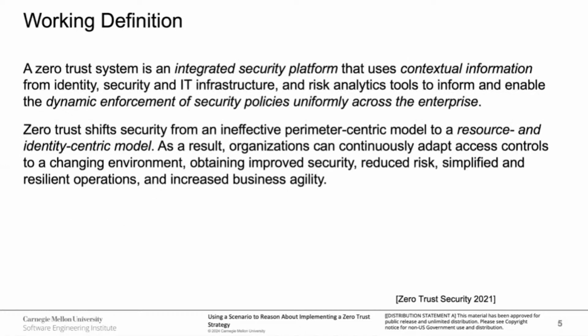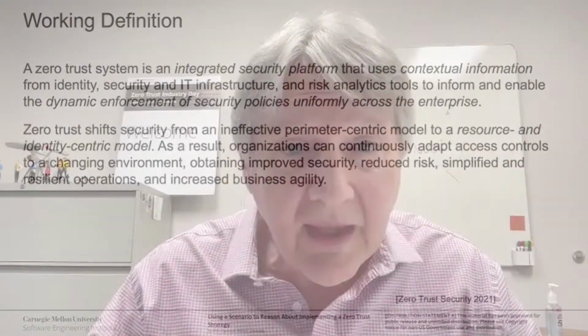This is a really nice definition I like of a zero trust system. It's an integrated security platform that uses contextual information, and that's a key term that we're going to stress throughout this webcast, about identity, security, IT infrastructure, and risk analytics. I think the cool thing about Zero Trust is being able to be dynamic. When we get to the point where we have a mature Zero Trust implementation, we can use risk and have that vary depending on the conditions. I think that's pretty exciting for our systems. And so that's that dynamic enforcement of security policies.